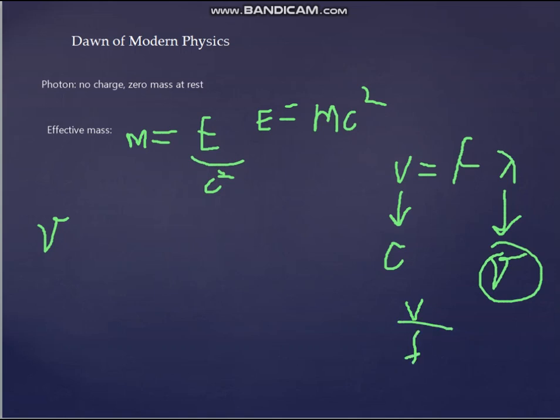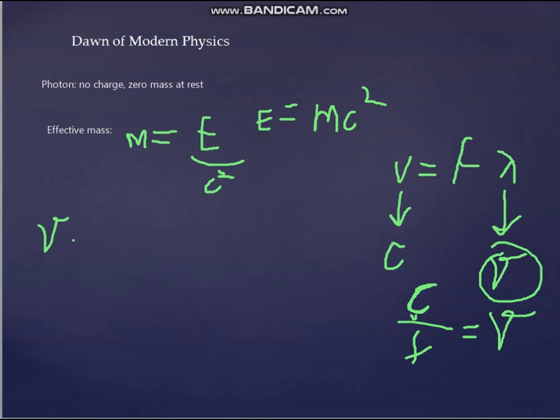Wait a second. This would not be V, but it will be C. This will be C because we're doing it for light, and the velocity of light is represented by C. So mu will be equal to C over lambda.